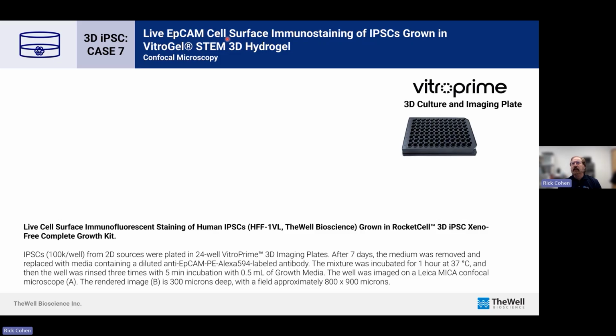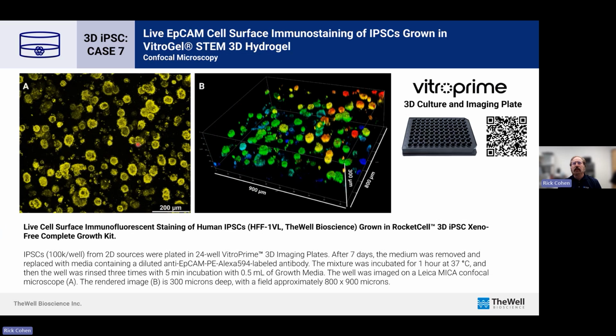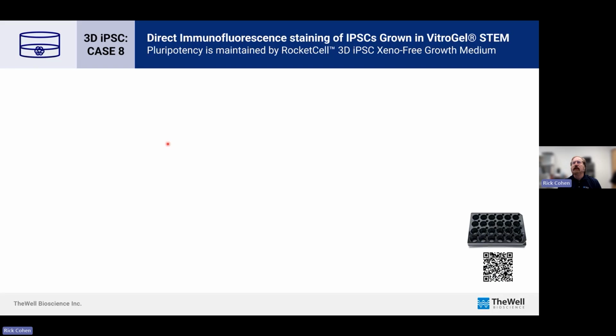Live EpCAM staining of the surface of iPSCs grown in the Vitrogel Stem hydrogel in our kit and using confocal microscopy. And here we're using the 96-well 3D culture imaging plate. And the red color is pseudo-colored in yellow here. And you can see the cell surface staining, and that's rendered in a 300 micron depth in a field of 800 by 900 microns. So live staining is permissible and capable in this gel.